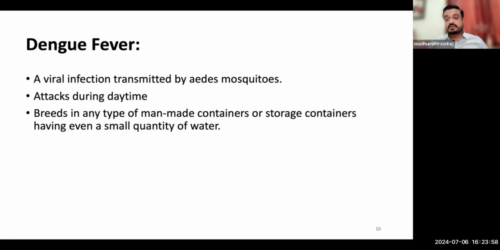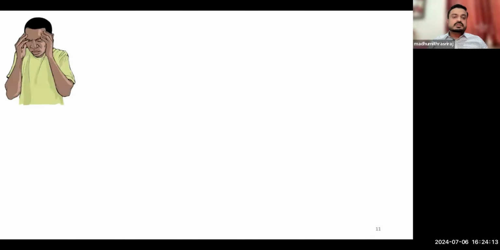There are no puddles of long standing water, or they are checking the source of water in the school. That can be a bit helpful. So what are the symptoms which come with warning signs?